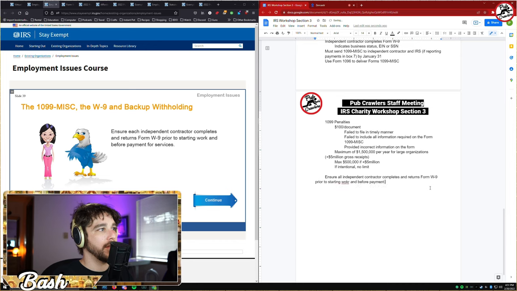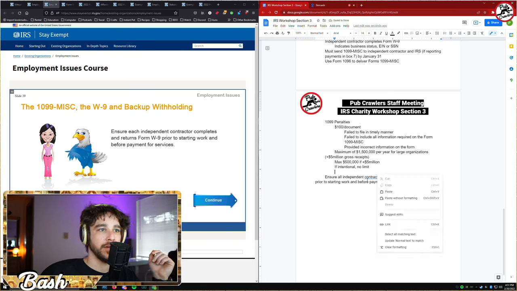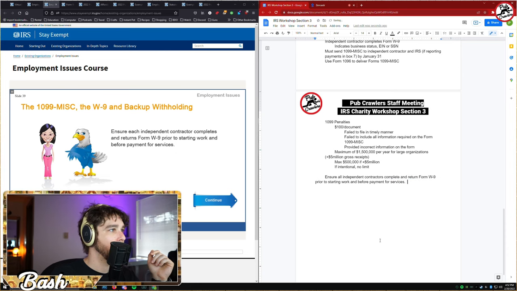You know where I think this could get really fucked up? If people are not doing the board of directors, right? Board of directors. Because if they're paid, they have to be independent contractors. Then they have to do all this W-9 and whatnot. Yep. I see.